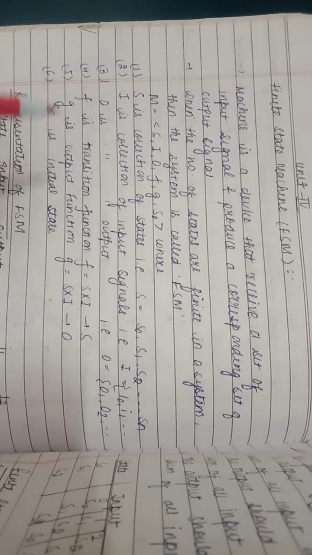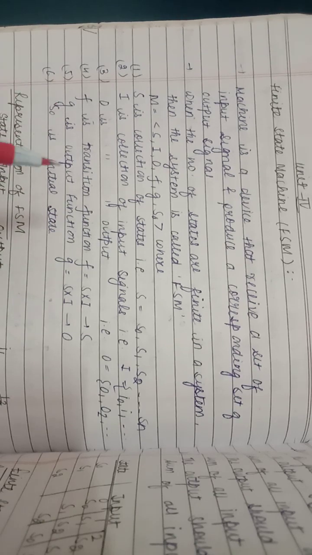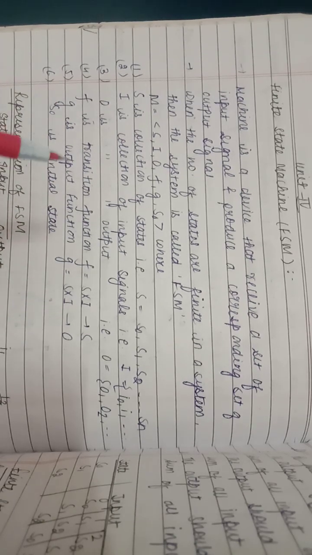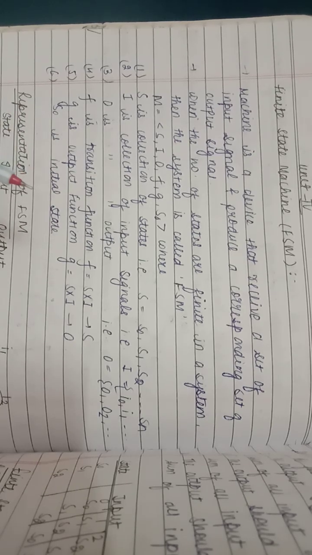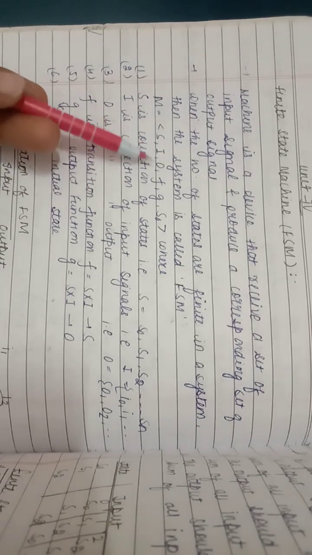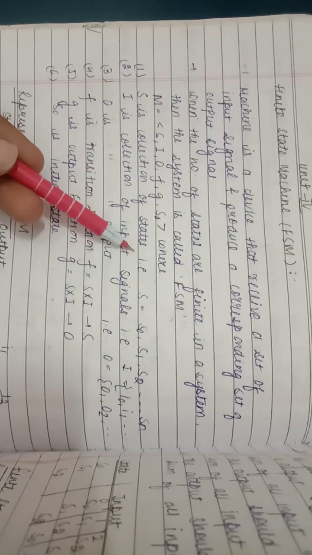A finite state machine M consists of: first, a finite set I of input symbols; second, a finite set S of internal states; third, a finite set O of output symbols; fourth, an initial state S naught in S, where S naught belongs to S; fifth, a transition function f, which is defined as S cross I mapped to S; sixth, an output function g, which is defined as S cross I mapped to O. The machine with six tuples is M equals (I, S, O, f, g, S naught).